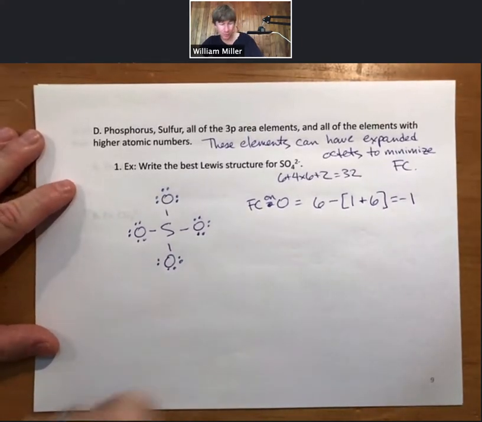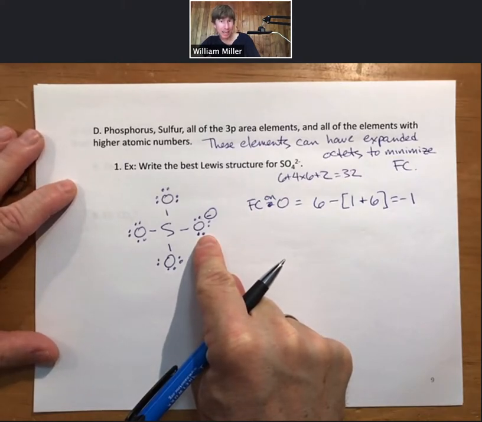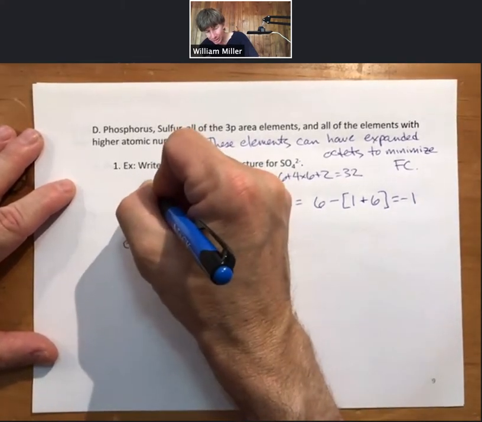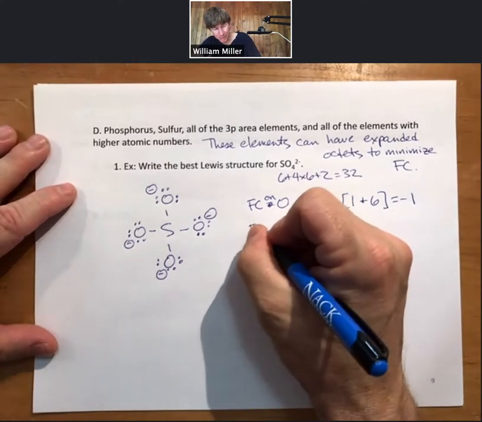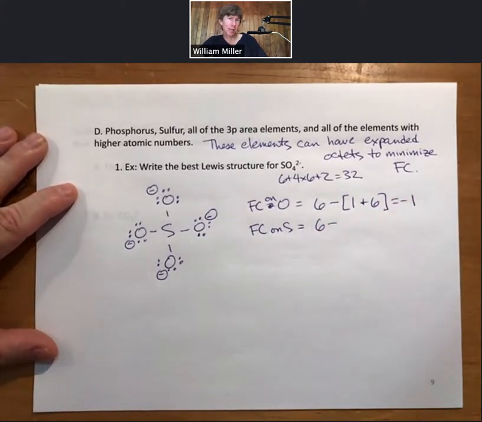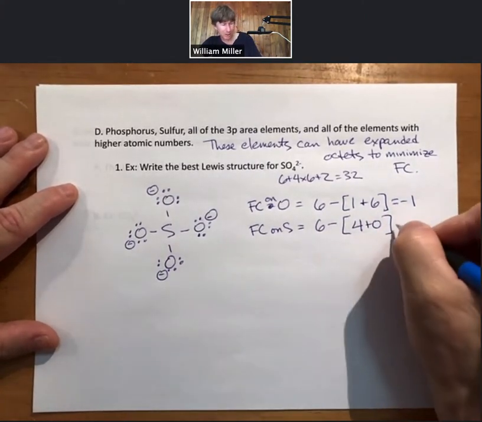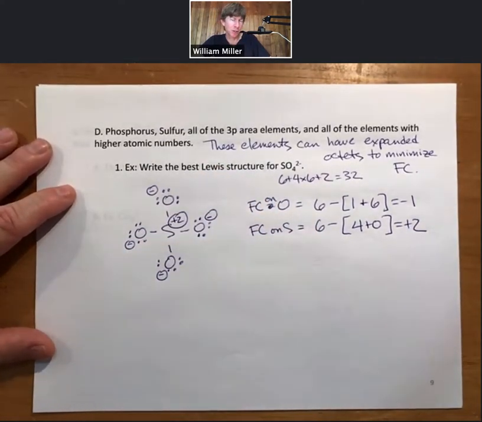And we get minus 1 for the formal charge on this oxygen. Since all the oxygens are identical, meaning one bond and 6 electrons, each of those oxygens has a minus formal charge. There's only minus 2 overall charge on this. So we're not surprised when we do the formal charge on sulfur: 6 valence electrons from the periodic table, 4 bonds, 0 unshared electrons, we get plus 2. That is an awful lot of formal charge. Now we minimize the formal charge.